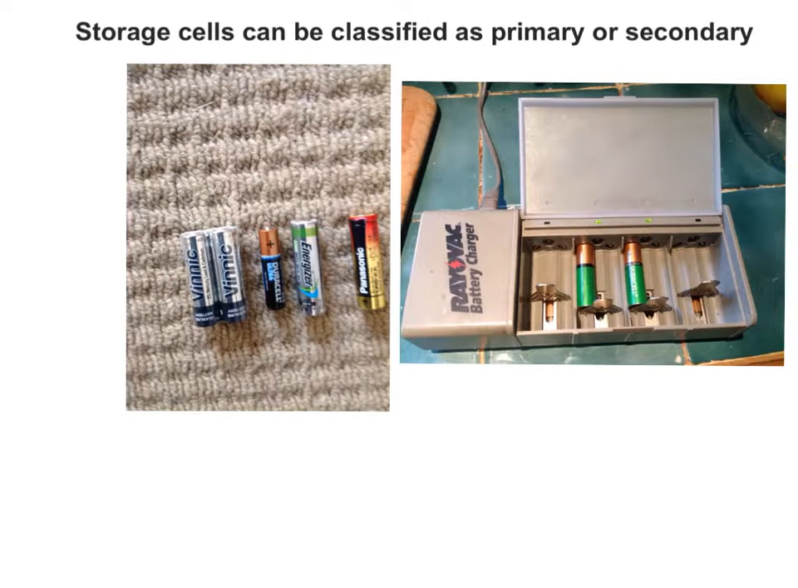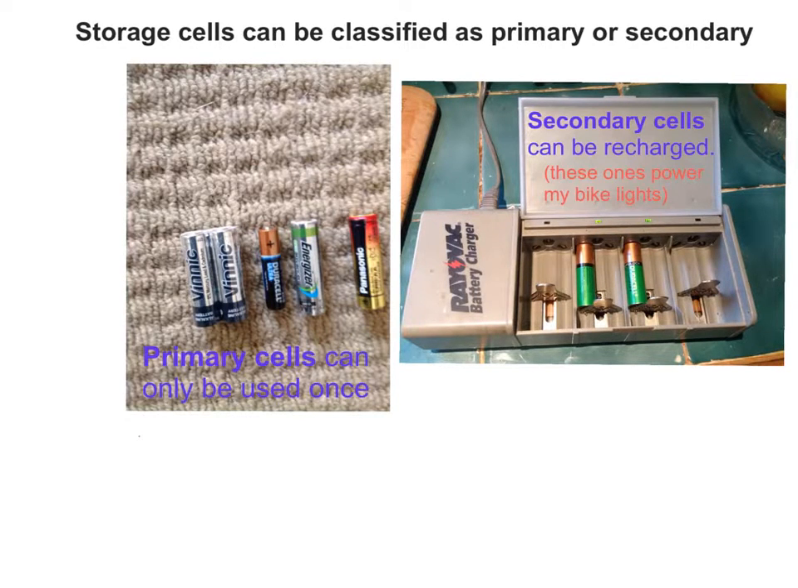So storage cells can be classified as either primary or secondary. The difference between these two types of cells is that primary cells can only be used once, whereas secondary cells can be recharged. So you'll probably charge your phone up. Your phone will have a secondary cell. Your tablet might have a secondary cell. My bike lights, I use secondary cells. You can buy rechargeable batteries which are secondary cells. So there's a picture of my bike light batteries being charged up.